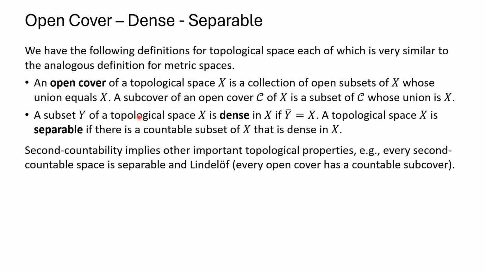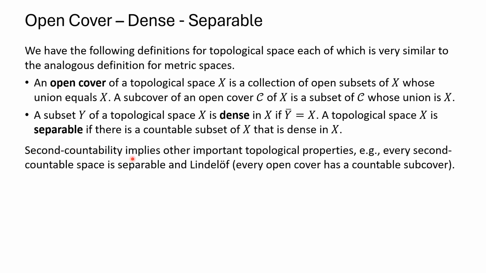A subset Y of a topological space X is dense in X if the closure of Y equals X. Recall we had the classic example of the rational numbers being dense in the reals because the closure of the rationals included all the real numbers. A topological space X is separable if there is a countable subset of X that is dense.